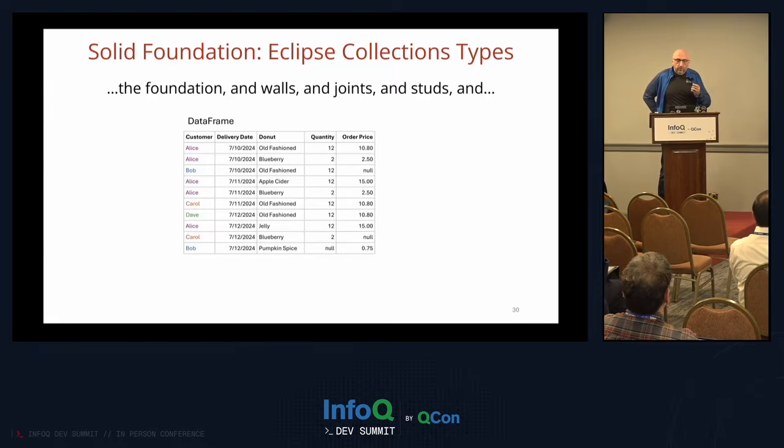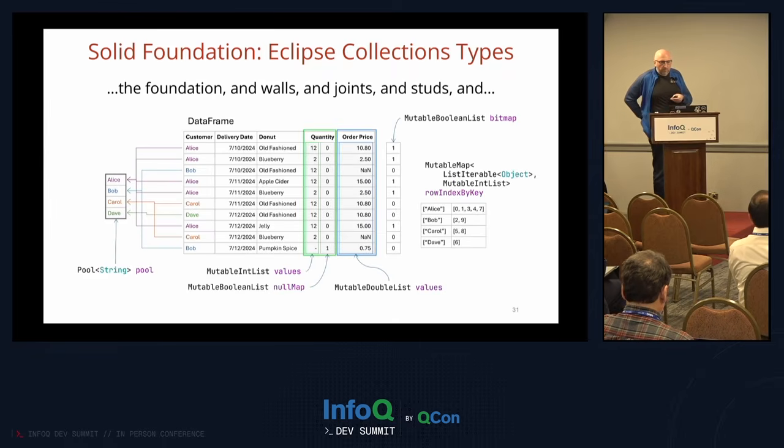I ticked off the features that DataFrame-EC takes advantage of. But to see how DataFrame-EC actually works, and the same applies to Tablesaw, let's look again at the data frame that we saw earlier. This is our donut order data frame, and it looks like a table. If we peel off the cover, we'll see that we actually have a lot happening under the covers. So we use primitive collections, primitive lists, and here you see examples of int and double lists to store primitive values.